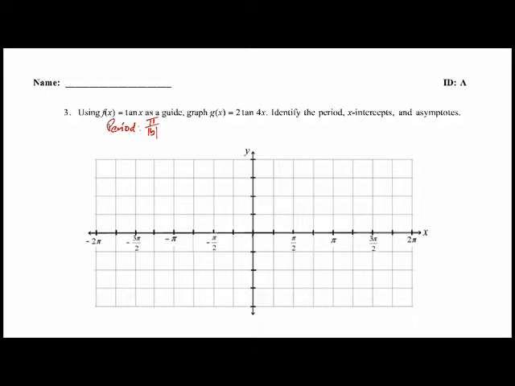Well, the b value is 4. So the b value is 4, so you end up with pi over 4. This is a pretty short period. It's going to repeat pretty quickly.